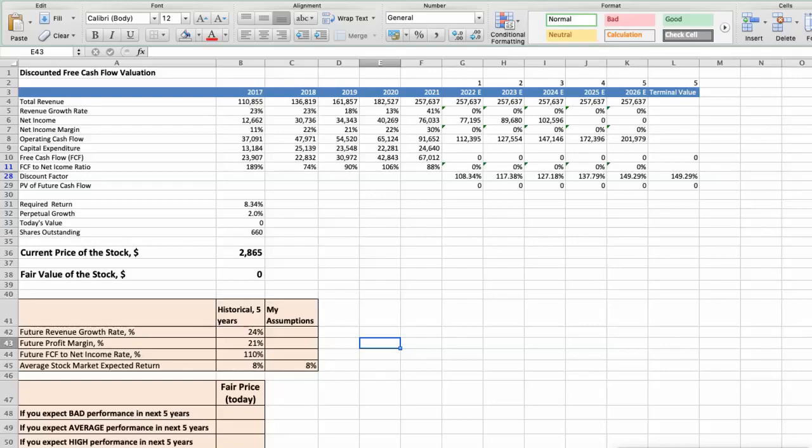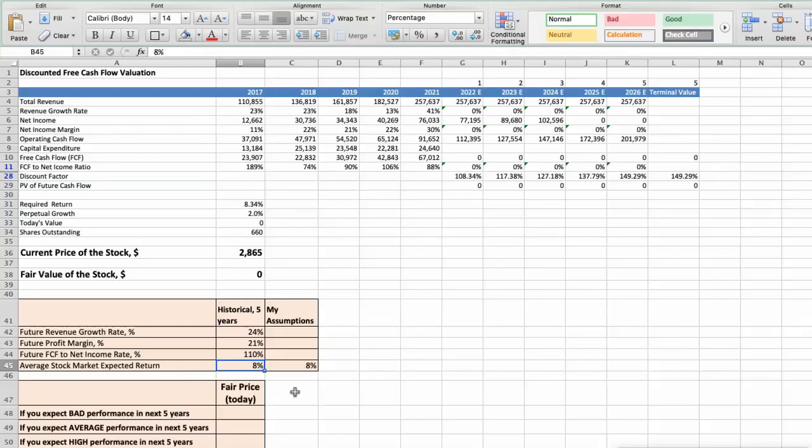This spreadsheet contains some financial data that we will use for the stock valuation. We see that the average revenue growth rate of the stock has been around 24% per year, for last 5 years. We see that the average profit margin of the stock has been around 21% per year, for last 5 years. Also we see that the average free cash flow to net income rate of the stock has been around 110% per year, for last 5 years. And we expect 8% per year average stock market return.